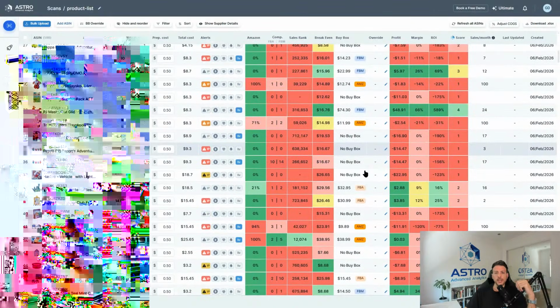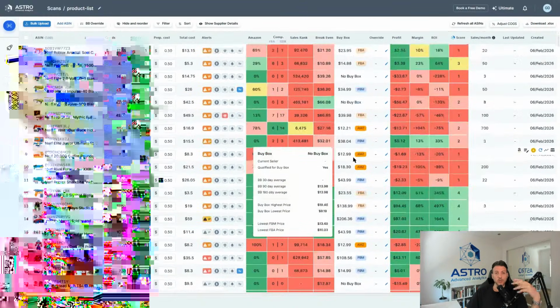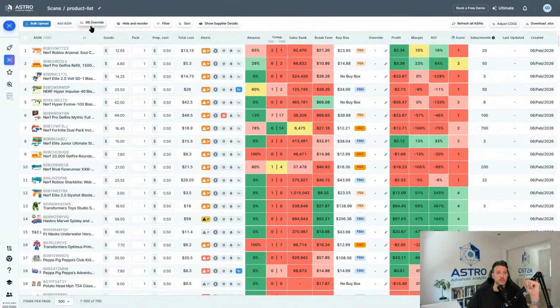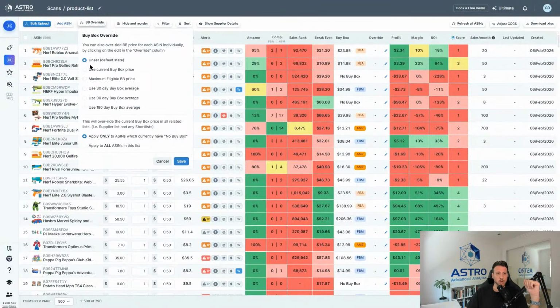All right, the first thing I do when I look at a list like this, there's all these ASINs here that have no buy box. So we need to give them a price. If they have no buy box, that means they're being calculated as if they cost $0. So we want to give them a price. I usually go to the mass buy box override, and I just override them with either the 90 or the 180-day average. Whatever the average is over that time, I just override them with that.